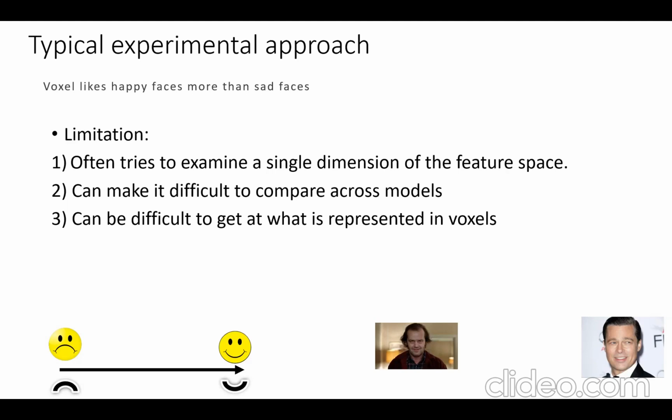So that's why some people have started arguing for using more naturalistic and more complex stimuli within a single experimental session, to try to address better what information is represented in the brain. So this is about the typical univariate encoding models.